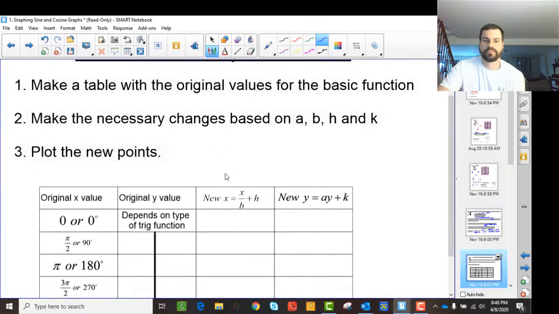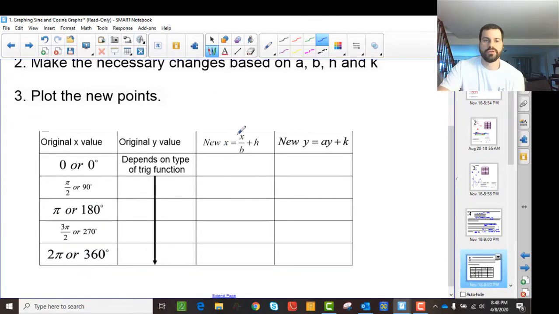And then your new x value, you're going to take the old x value, and I'm going to just put in x-o, just so you know that's the original x value, and I'm going to put y-o here. So I'm going to take the original x value, which in this case is 0, I'm going to divide it by b and add h, and that's my new x value, okay? And the same thing with y, I'm going to take the y value, and I'm going to multiply it by a and then add k.